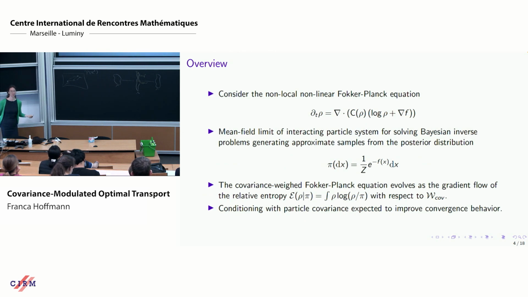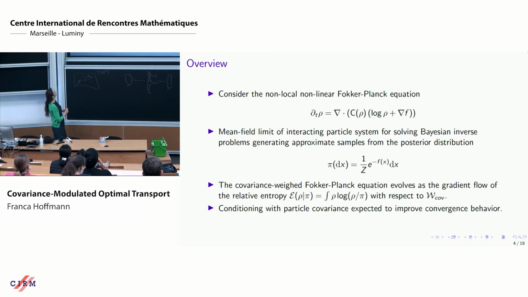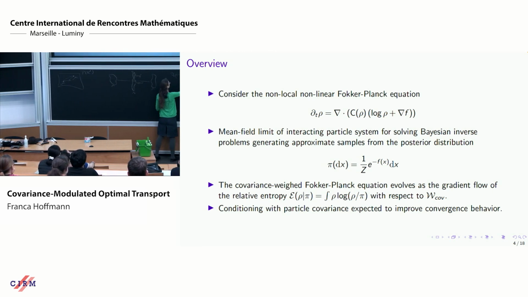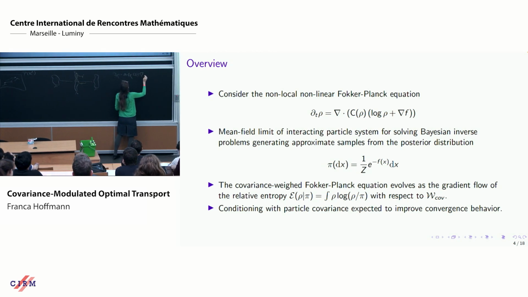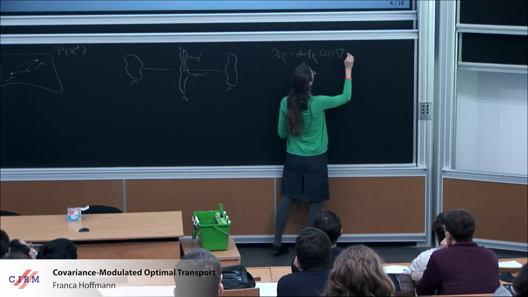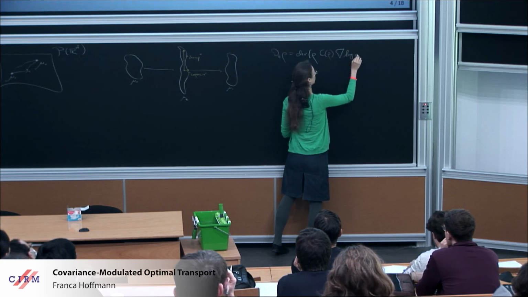So here's the whole talk in one slide, but don't worry, I will talk more about each of these points later on. So this gradient flow, the specific gradient flow that we're interested in, is this PDE that I have up there. So if you remove the covariance matrix, oh, there's something missing. This should be dt rho is equal to divergence of rho, and then the covariance matrix, and then the gradient of log rho plus f.